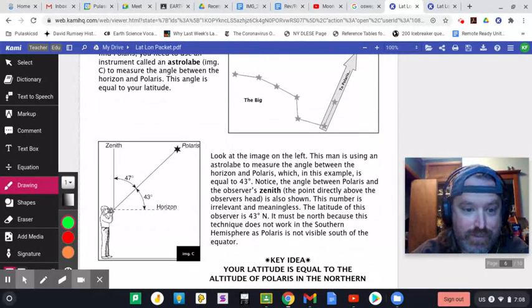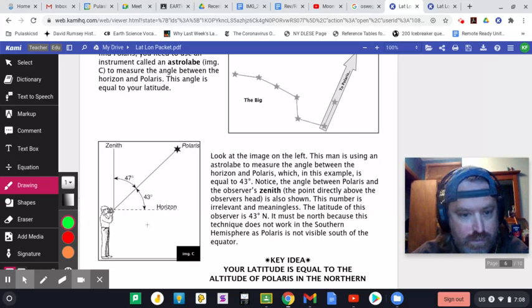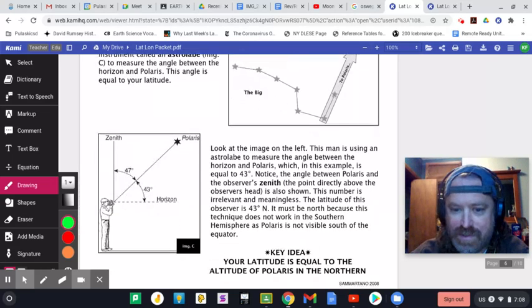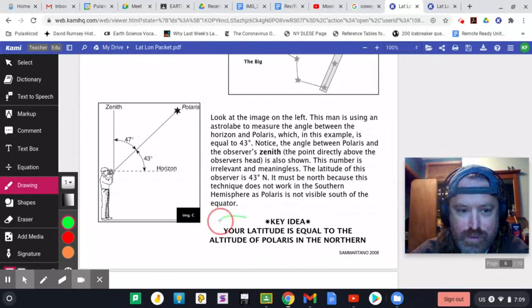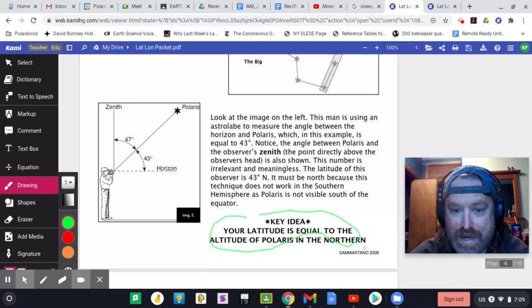Here it is. If you're this dude right here with a poor choice in hats, you look up at Polaris, you find that star, and however high in the sky you're looking, that's your latitude. That's it. So that's why this is in bold right here. Key idea. Well, that's a great circle right there. Your latitude equals the altitude of Polaris.